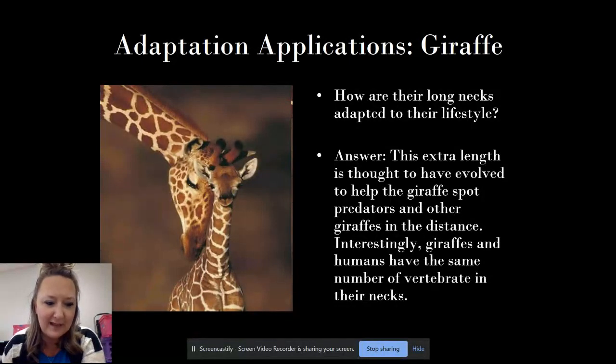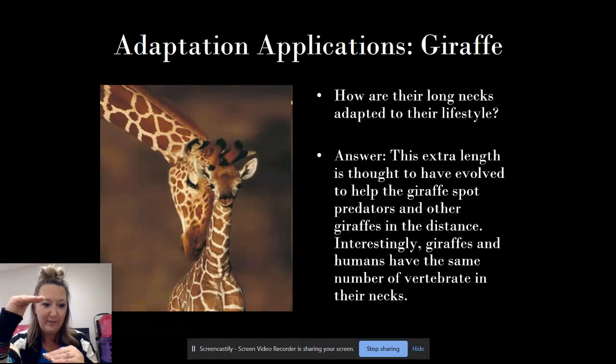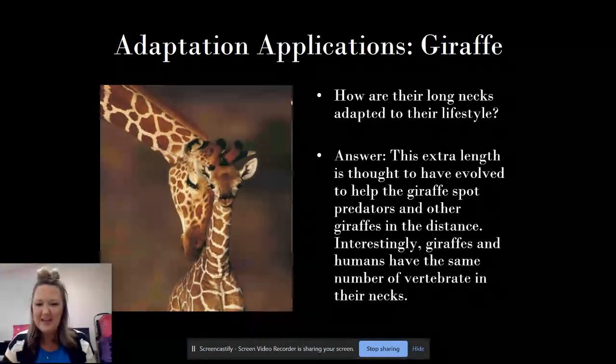I told my in-person classes, and I can't remember if I told you guys, but giraffes have the same number of vertebrae as we do, right? The same number of backbones. The difference is our vertebrae are about this thick, and giraffe vertebrae are about this thick, right? So just an interesting fact.